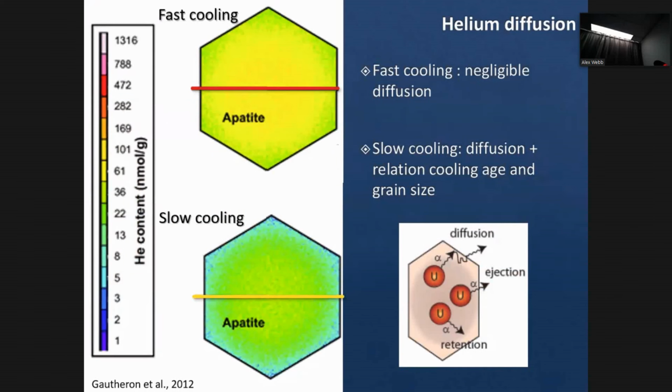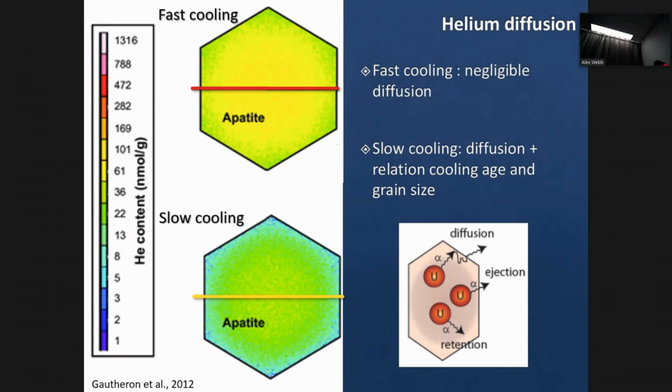So for fast cooling, you will have all the helium inside. You see, it's a very high quantity of helium content inside the apatite. When you have slow cooling, on the border you have almost no helium, because it's very easy for the helium to escape, especially by fission tracks. They use the fission tracks as conduits to go out. In the core, you have less helium, but you still have some, because it takes a lot of energy for helium to move from the core to the border. So you still have helium in the core.